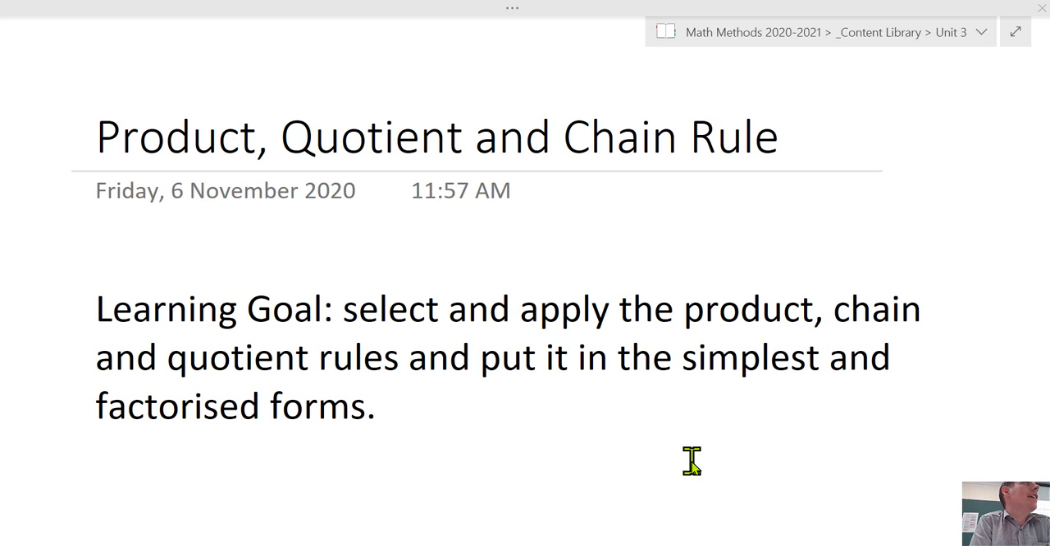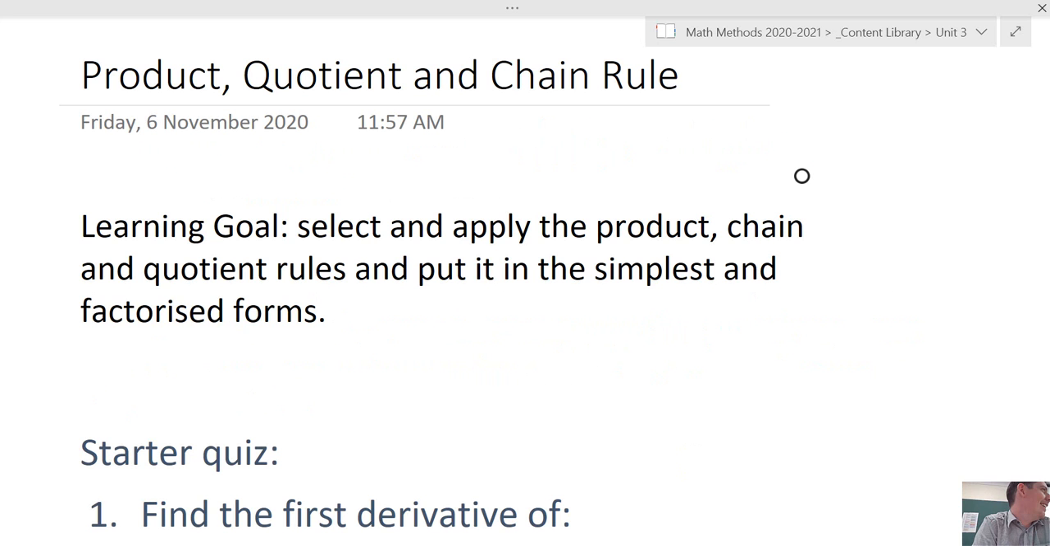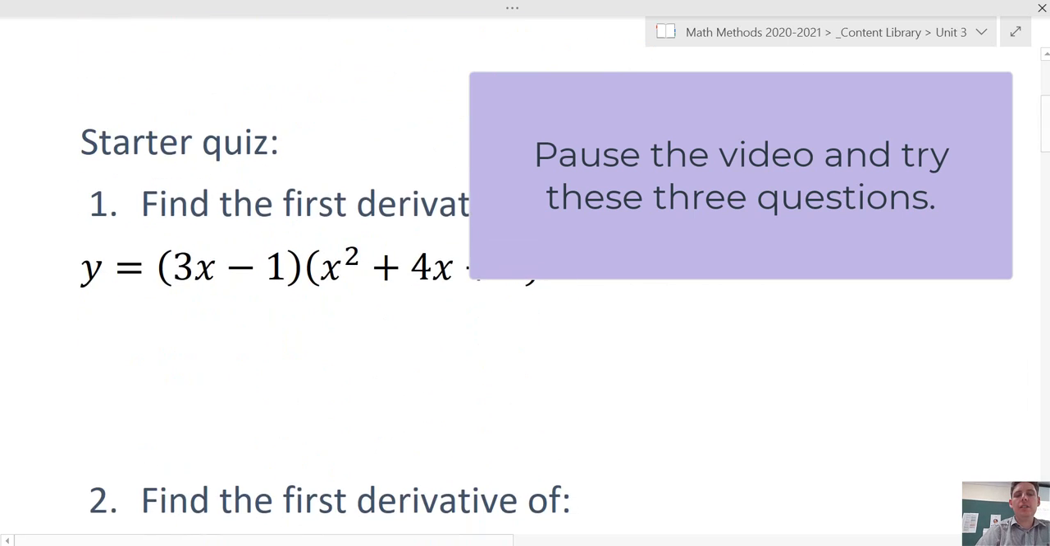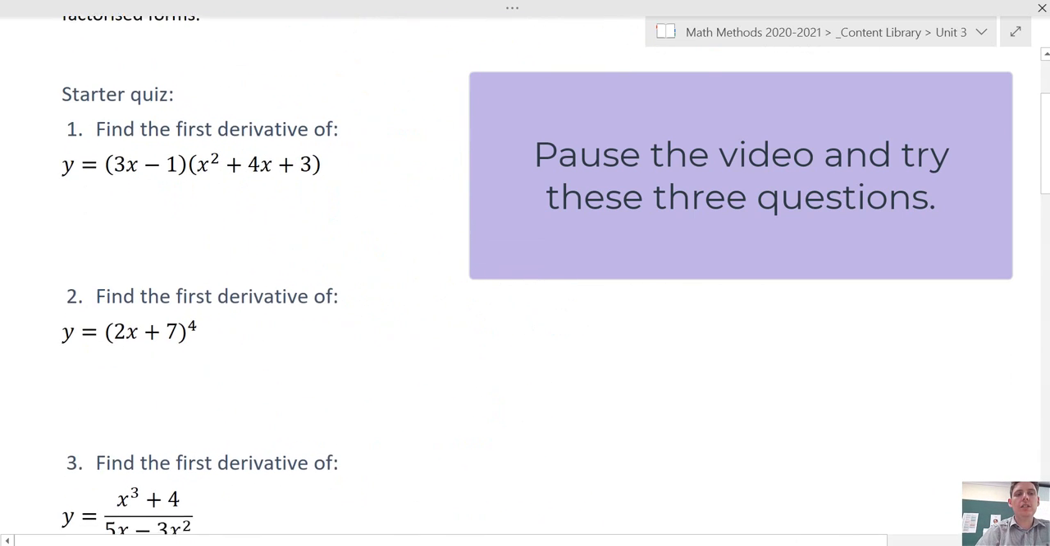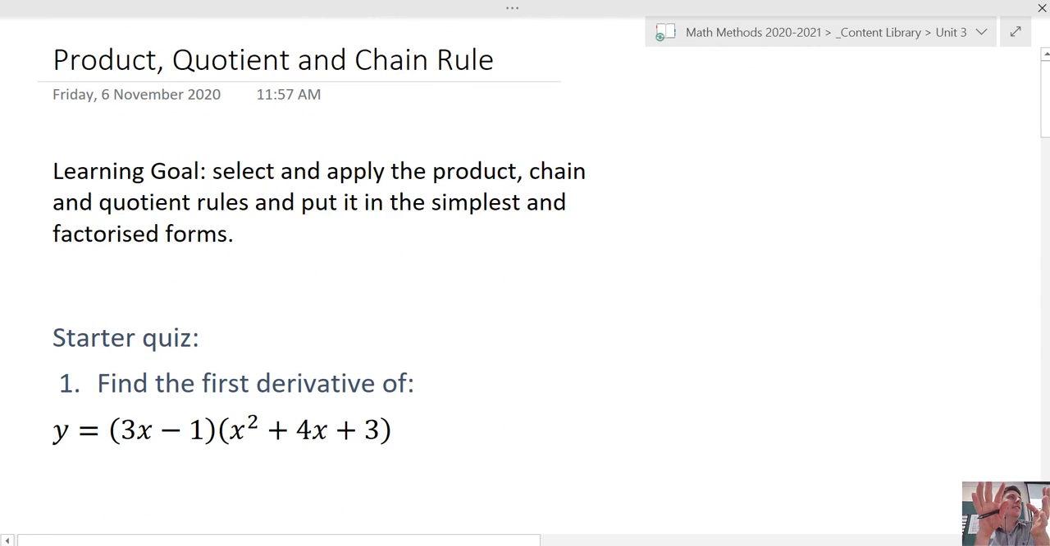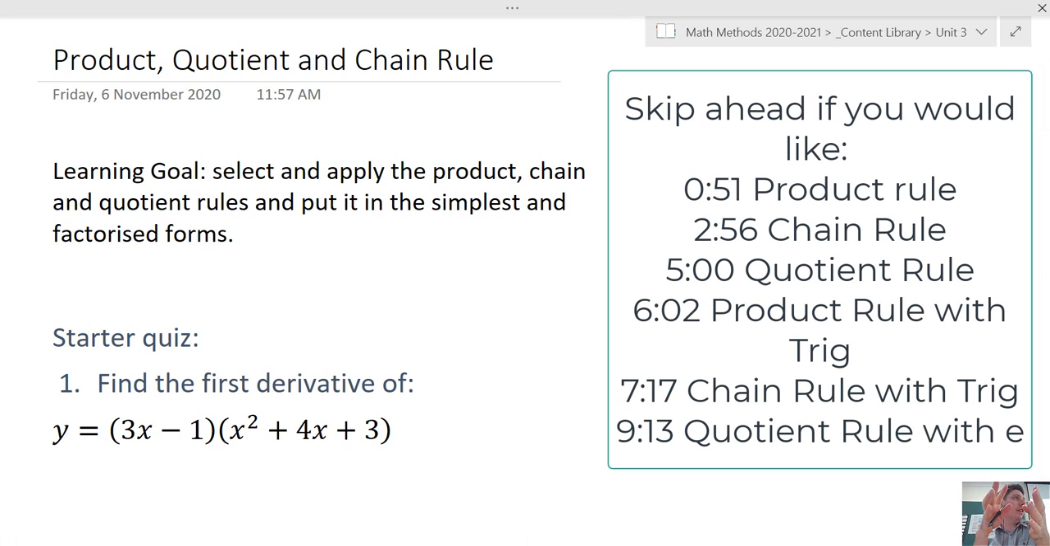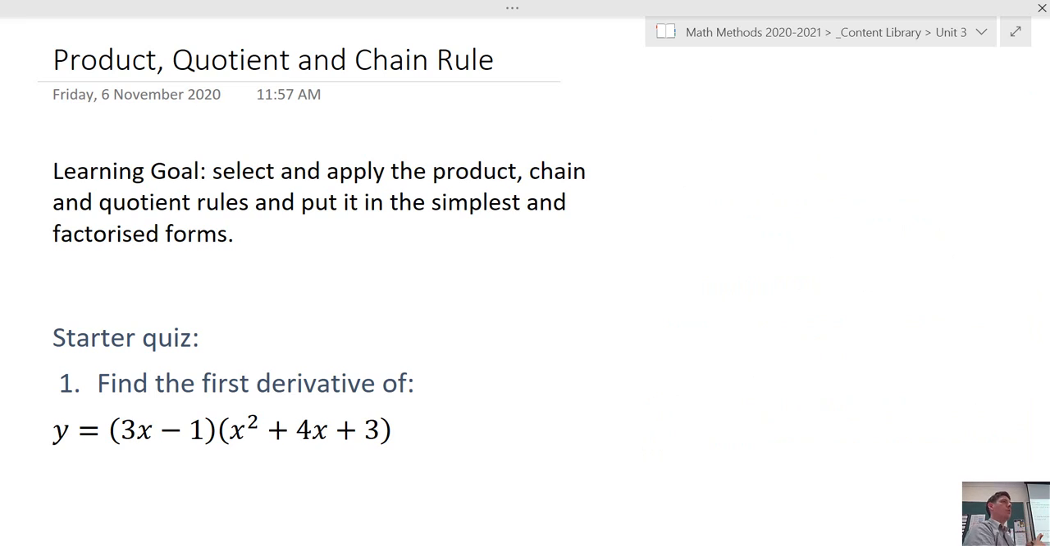Today, we're going to look at these three rules. Try and do the first three. Today, we are doing a summary, a recap of the quotient, product, and chain rule for derivatives. I'm going to show you again how to do them. I'm also going to do some examples that involve trig and that e formula, the exponential one.